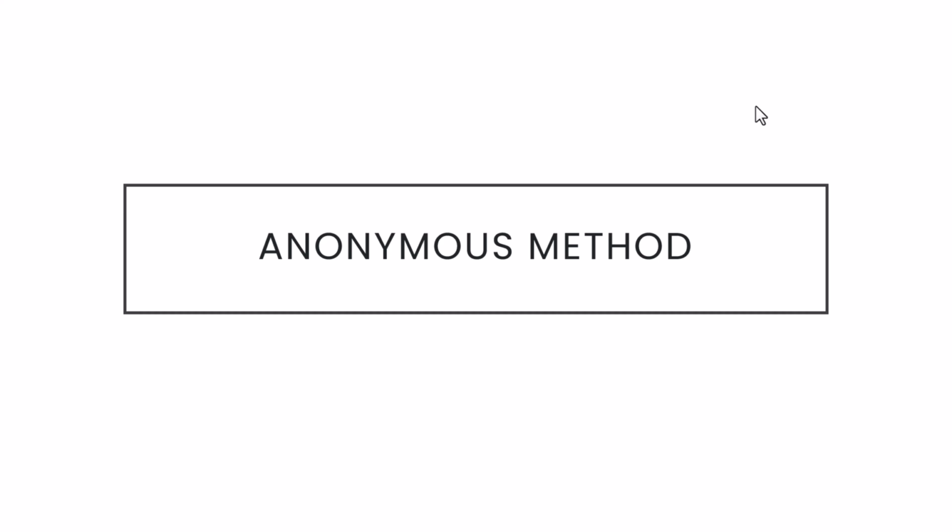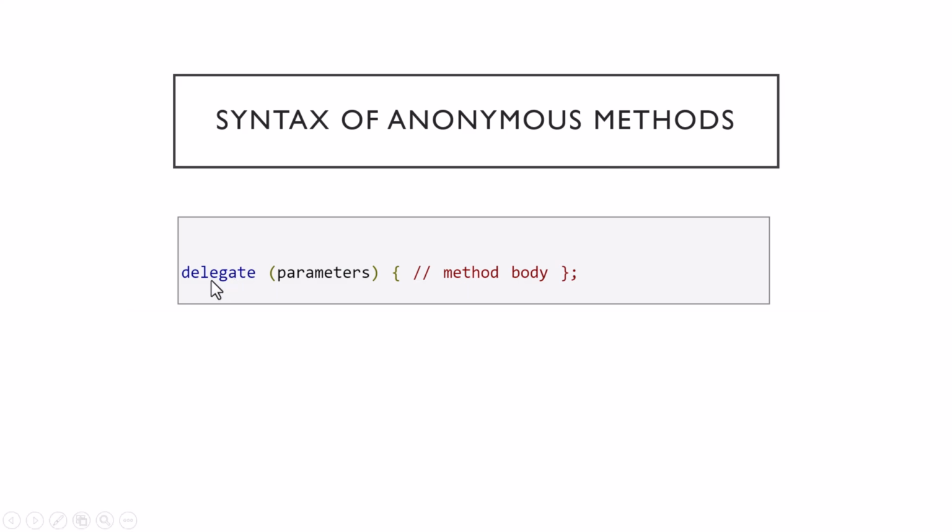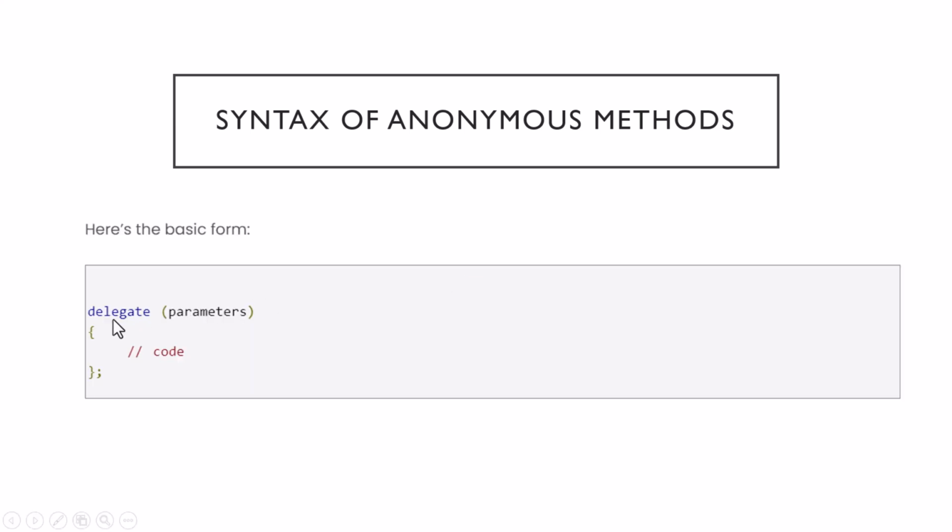Now we will discuss the syntax of anonymous methods. So here is the basic syntax. As you can see, we have to use the delegate keyword, and after that, if we are passing any parameters, we can use the parameter list over here, and then we have to use the curly brackets, and inside these brackets we write our code. If we simplify it, here is the basic form: the delegate keyword, then the parameters, and inside the brackets we write the code. And as you can see, there is a semicolon here. It means it's the implementation of a particular delegate, right?